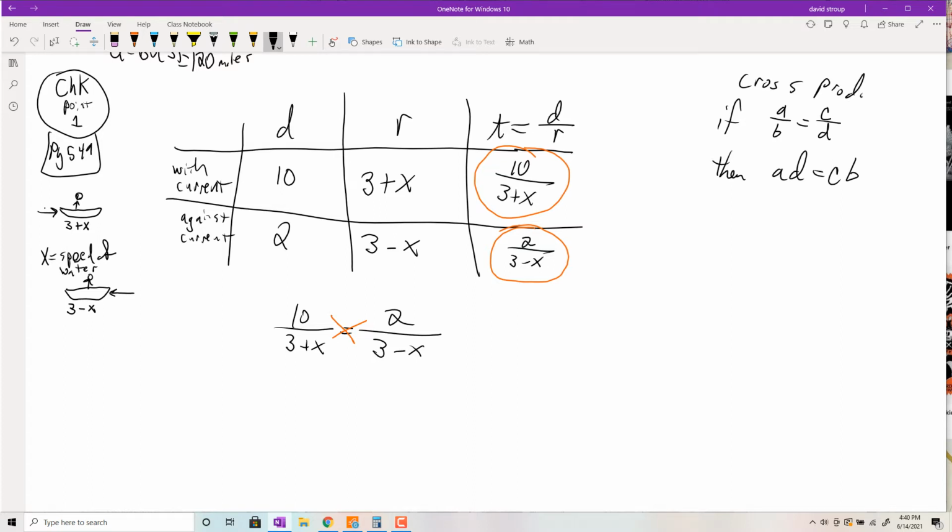Let me make sure that's what they call it. Everybody has to call it something different, you know. Let's see if I can find it. Yeah, they call it cross product.